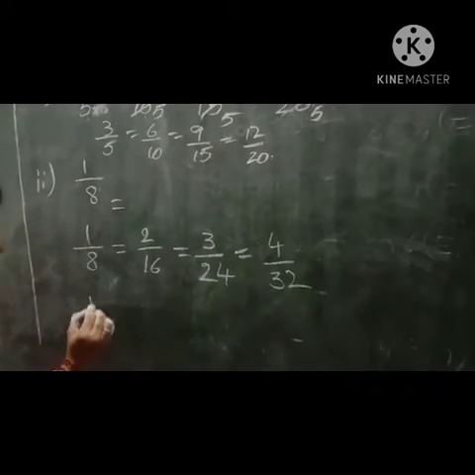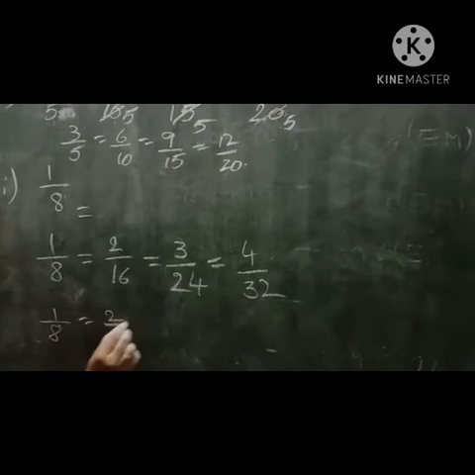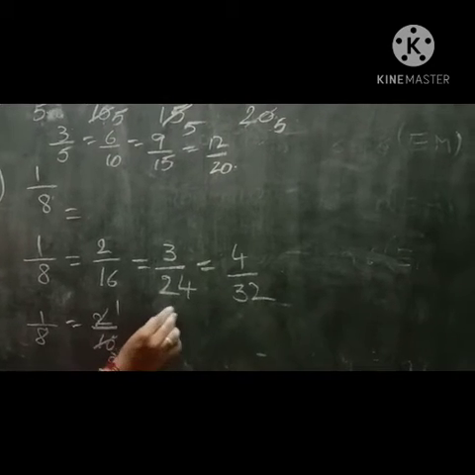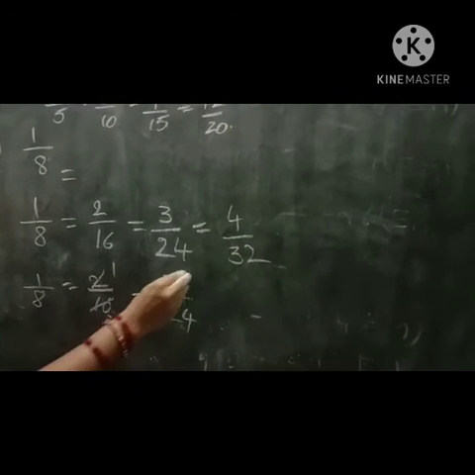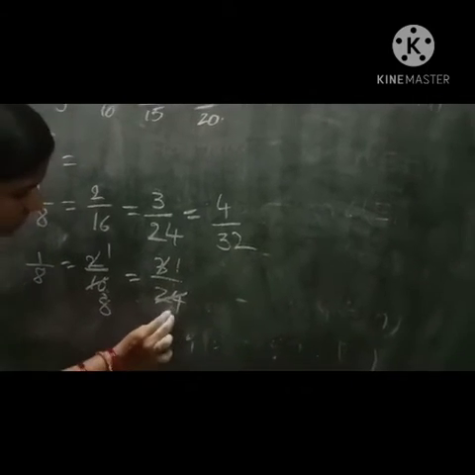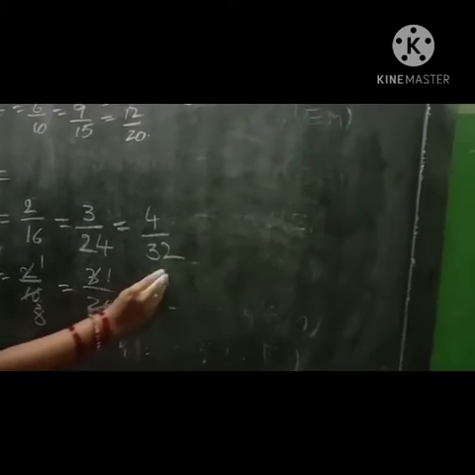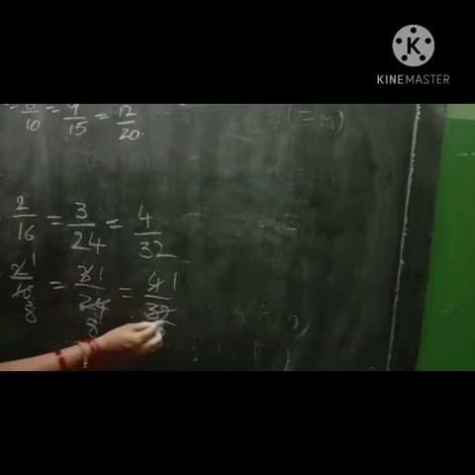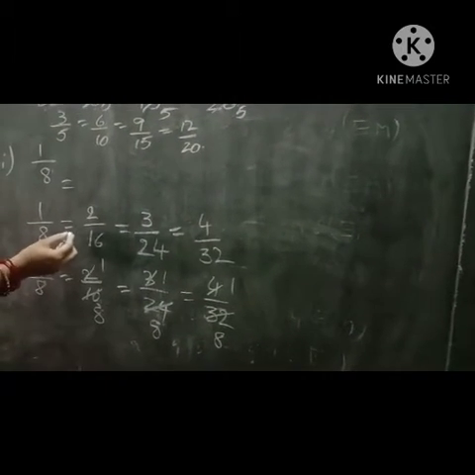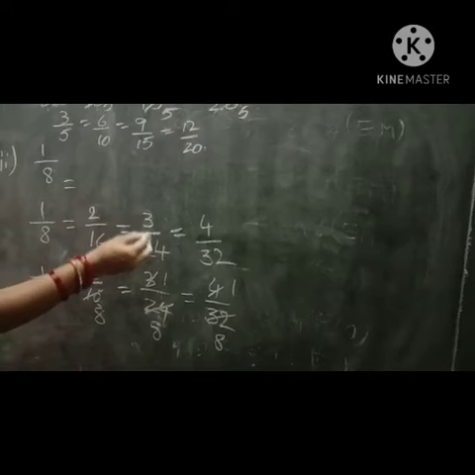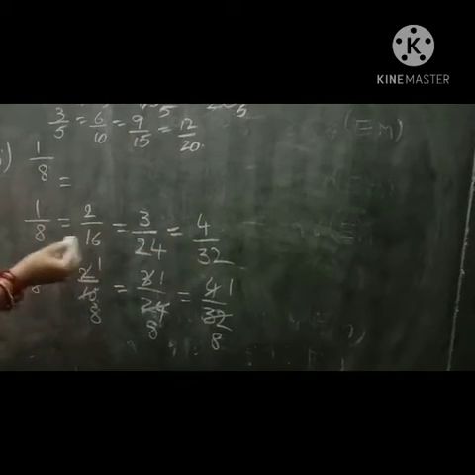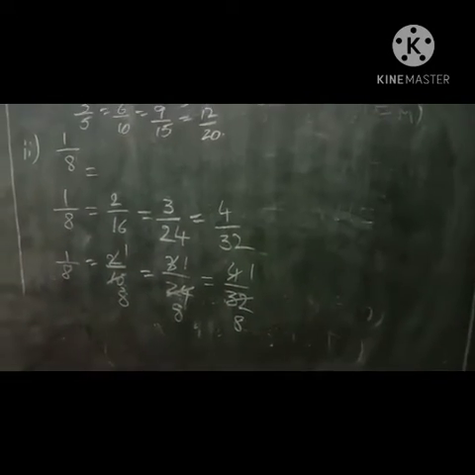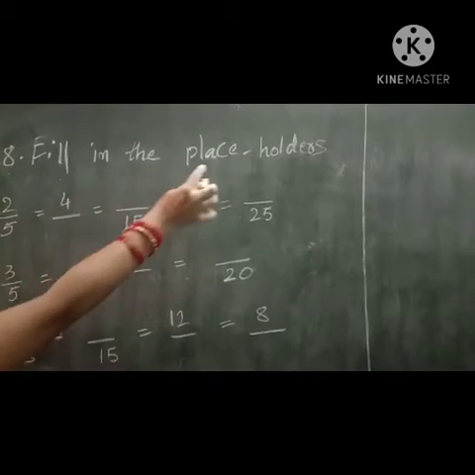See the calculation. 1 by 8 equals 2 by 16. Yes. 2 1s are 2, 2 8s are 16. Next 3 by 24. 3 1s are 3, 3 8s are how much? 24. Next, 4 by 32. 4 ones are 4, 4 eights are 32. Okay children, 1 by 8 equals 2 by 16 equals 3 by 24 equals 4 by 32. Simply we have to write the 1 table here and 8 table here.